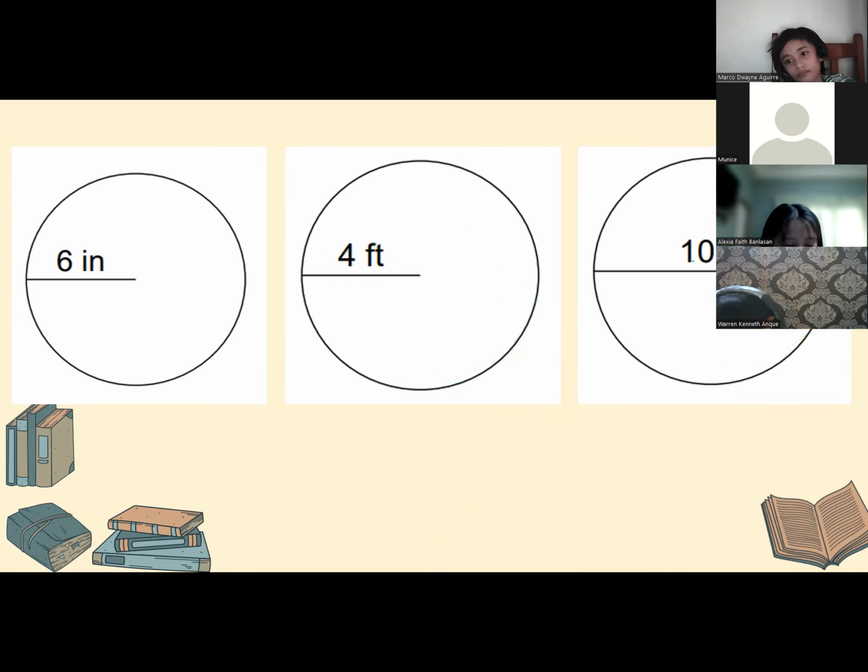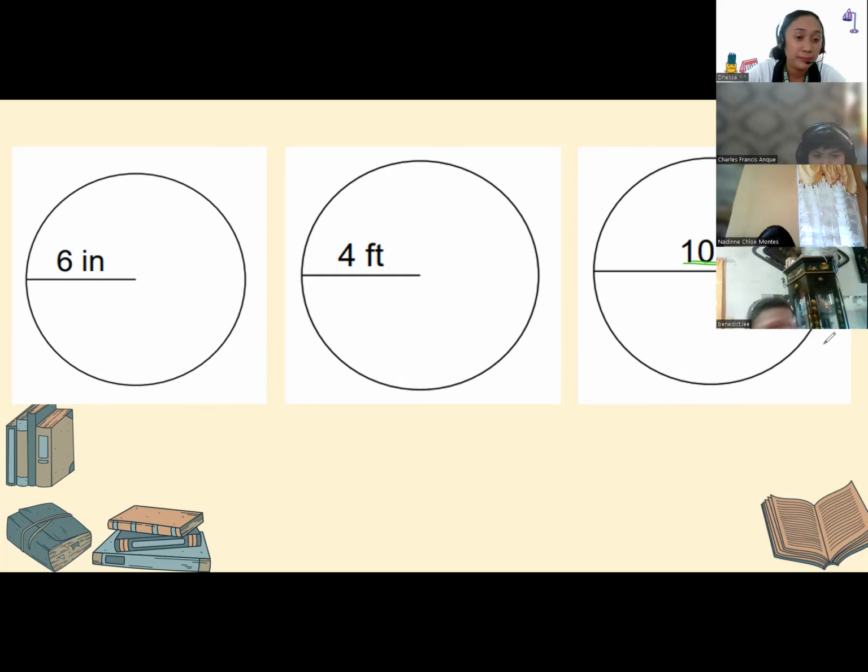Next, let's have 10 feet. This time, you see, it's not a radius. It's a diameter. This is a diameter, right? Then how are you going to do with this? In our formula, we only need the radius, not the diameter. So how did you do that? What are you going to do with that? You need to?